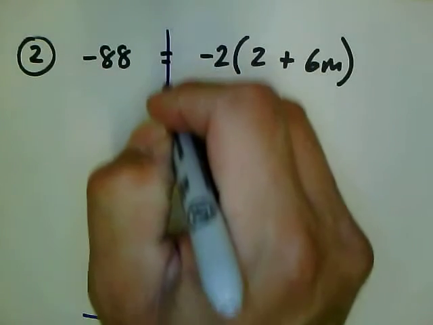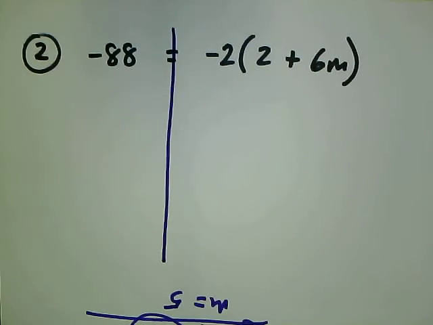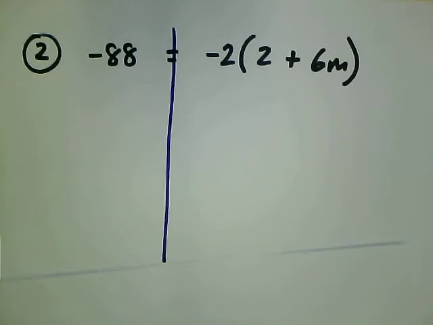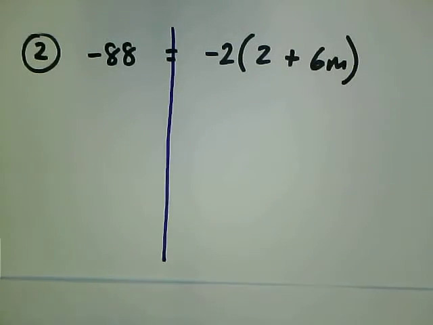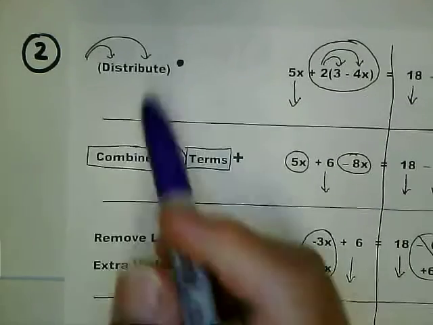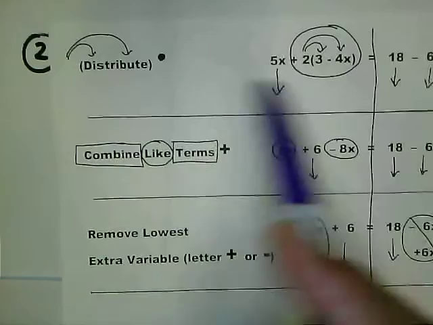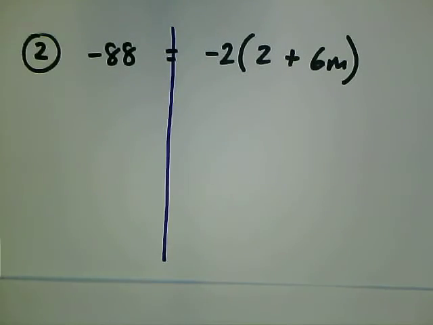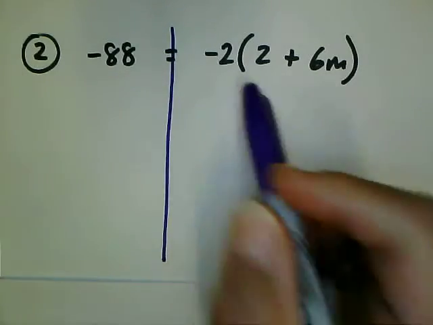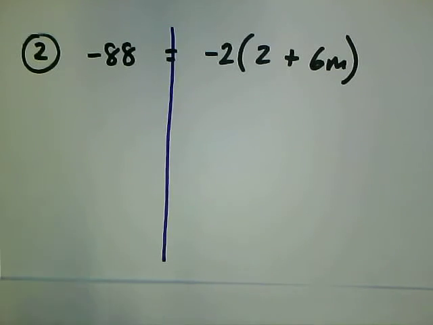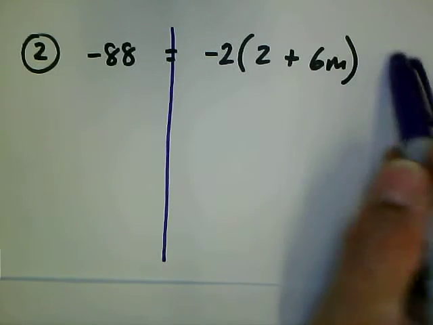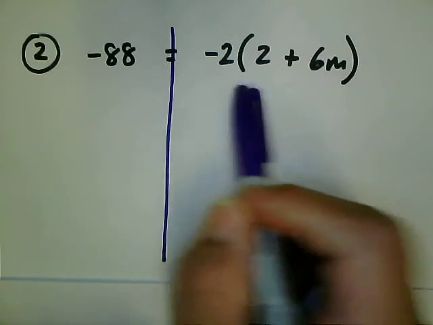So make sure you draw your line. We're going to separate the problem into 2 halves. Remember, what happens on one side has to happen on the other, except for this part: distribute and combine like terms. They're simplification. They only happen on one side. So that's the first thing we're going to do, distribute and combine. I can tell there's no combine because there's nothing out here, so we're just going to distribute.